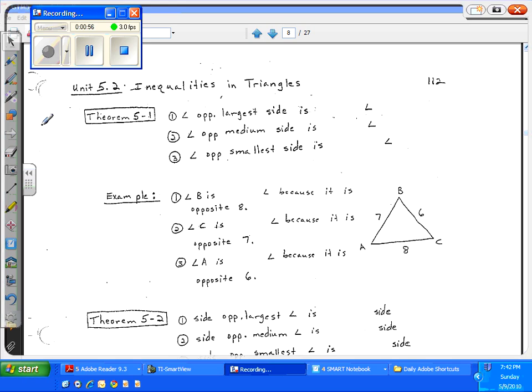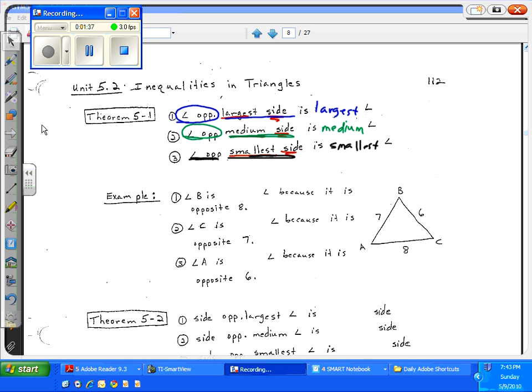And what we're going to learn is that if we have a small, medium, and large side, then the angle that's opposite the largest side of the triangle is going to be the largest angle. And the angle opposite the medium-sized side of the triangle will be the medium-sized angle. And the angle opposite the smallest side of the triangle will be the smallest angle.